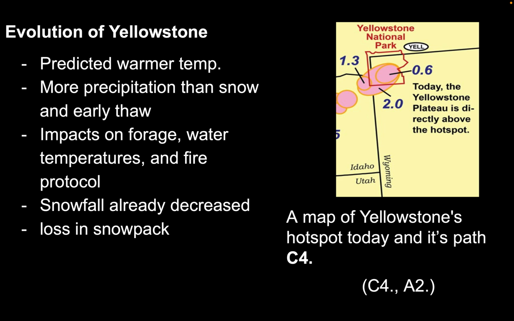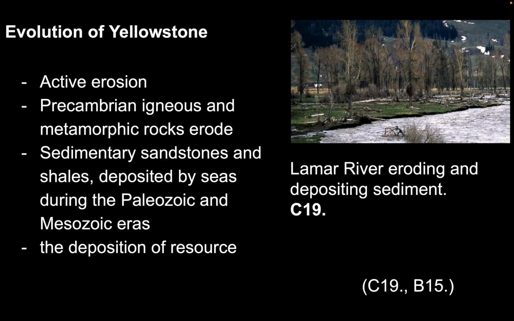Image C4 shows the evolution and path of Yellowstone's hotspots, which scientists are now considering for climate change. Yellowstone is still going through active erosion as seen in Figure C19. The Precambrian rocks are beginning to erode slowly and sedimentary rocks are being deposited, as stated by the National Park Service in Yellowstone National Park. The caldera is still active.